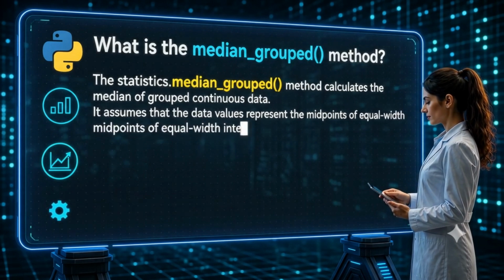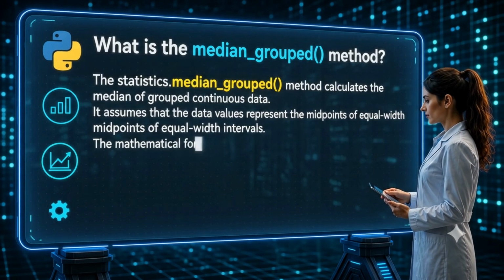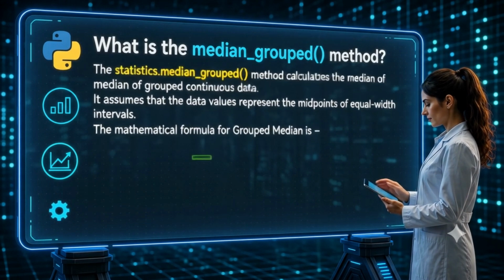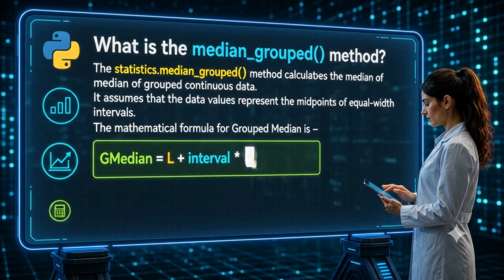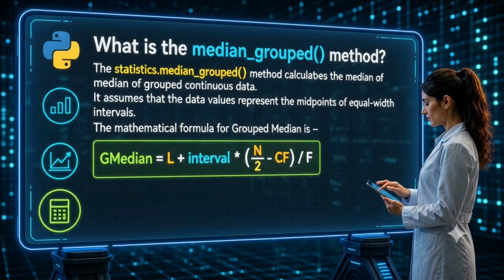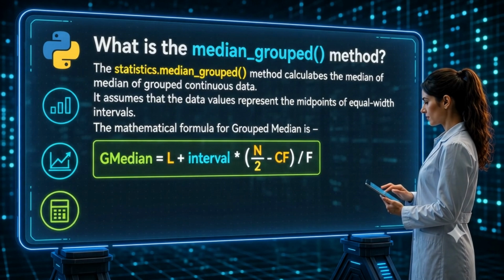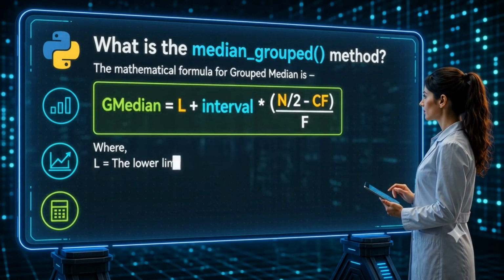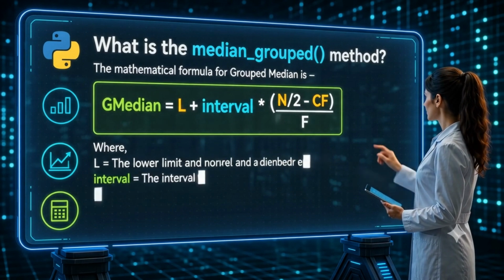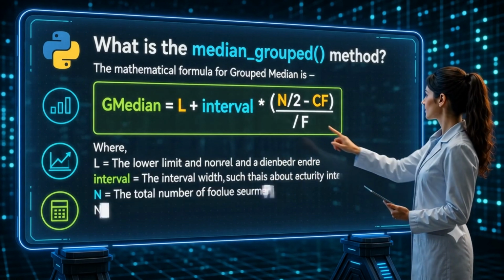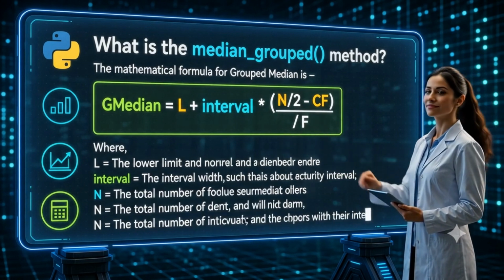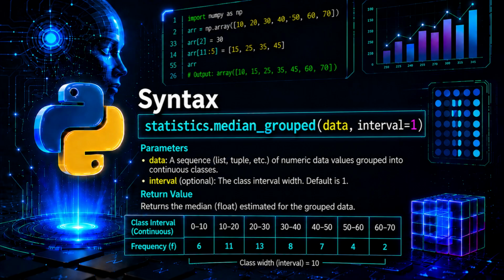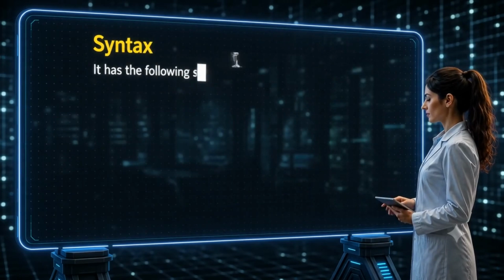within that interval. The mathematical formula for grouped median is G_median equals L plus interval asterisk n/2 CF/F, where L equals the lower limit of the median interval, interval equals the interval width, n equals the total number of data points, CF equals the number of data points below the median interval, F equals the number of data points in the median interval. Syntax. It has the following syntax.